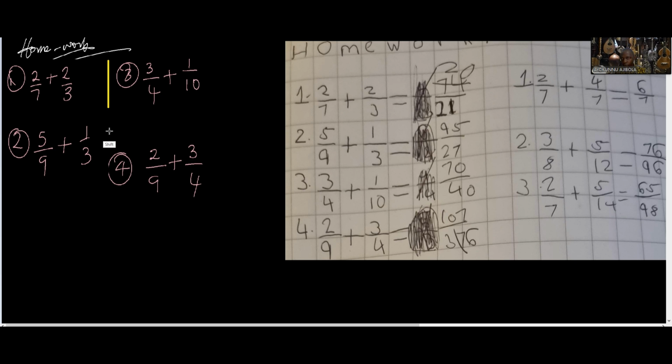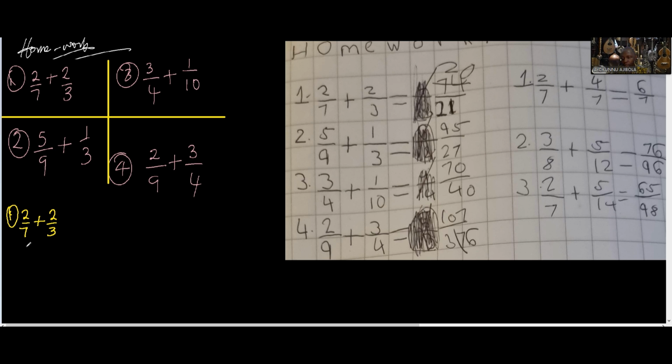So I want you to listen carefully, even if you've had some of the terms before, it won't really matter now. Now, for the first one, we have 2 over 7 plus 2 over 3. Now, the question is this.